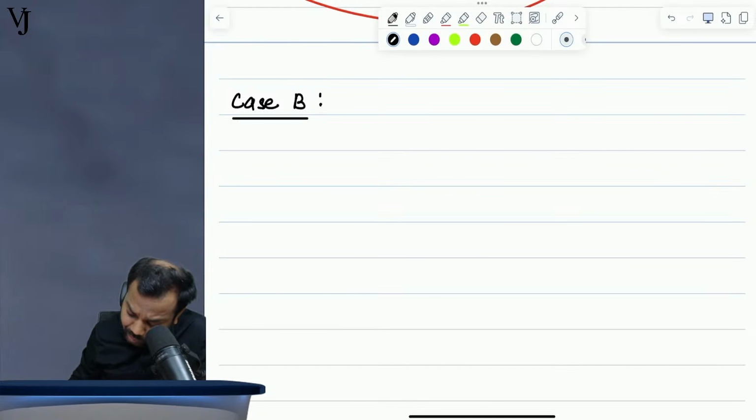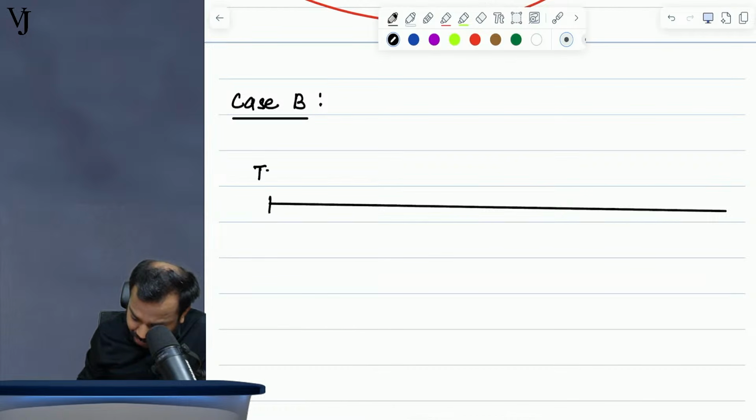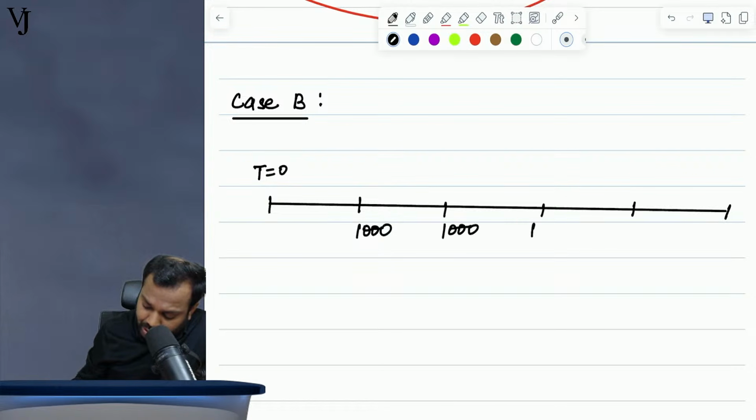Now, in case B, what happens? Again 5,000, but what happens? It is t equals to 0, 1, 2, 3, 4, 5. Here you have to pay 1,000, at each of the five years. So what is the present value of all?